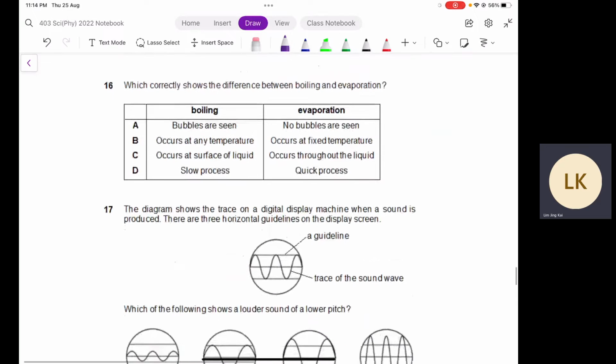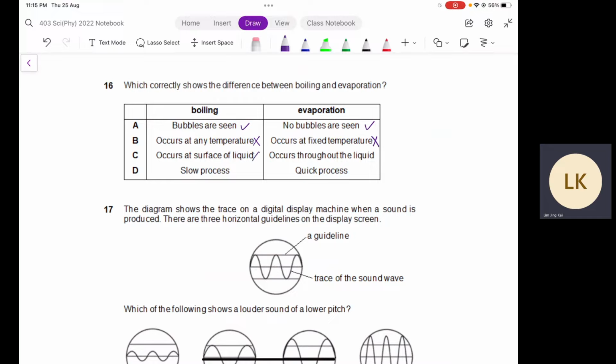Question 16, which correctly shows the difference between boiling and evaporation. Let's check through the differences and see whether any of them make sense. Bubbles are seen for boiling. Yes, that's true. No bubbles are seen for evaporation. That's true as well. For boiling, it occurs at any temperature. This is not true. In fact, it's the other way around. For evaporation, it should occur at any temperature.